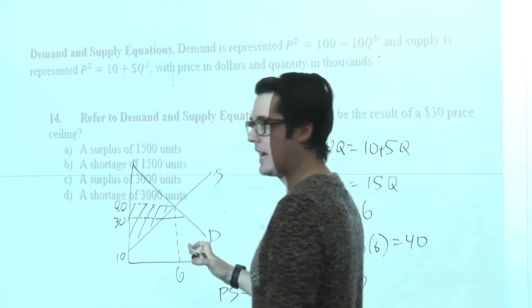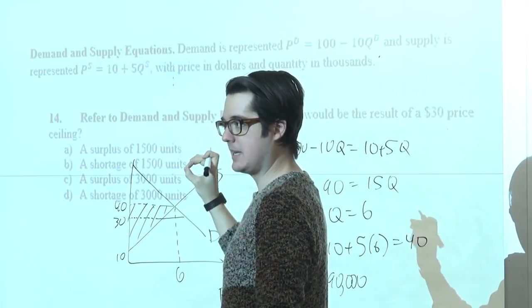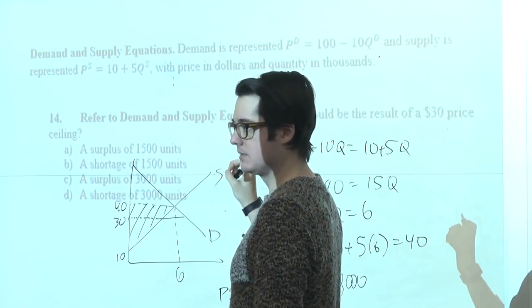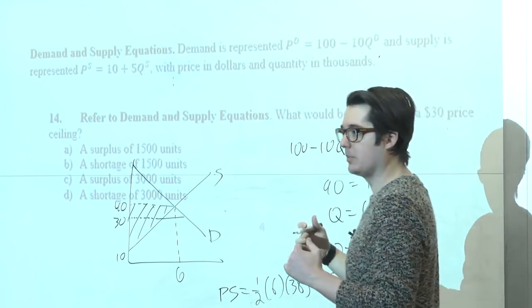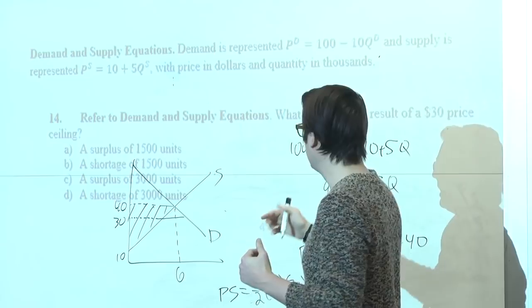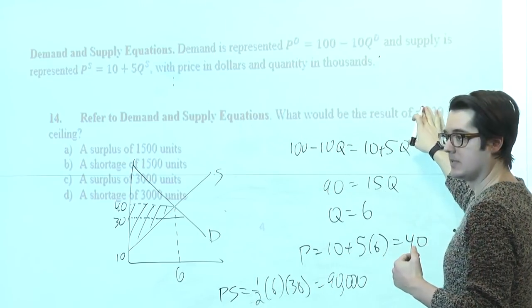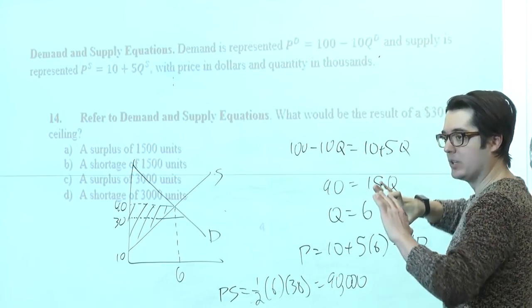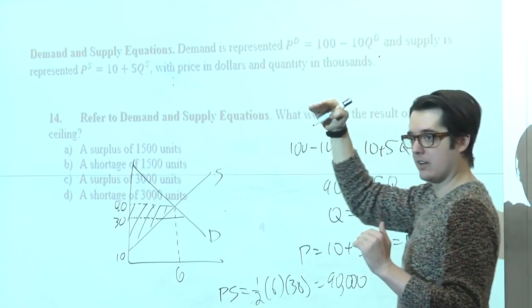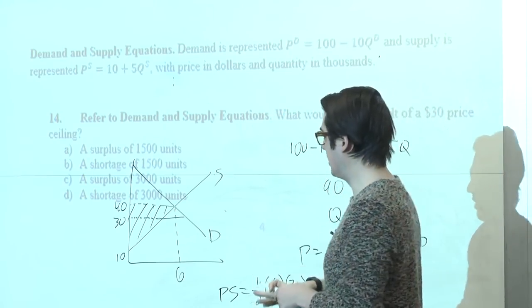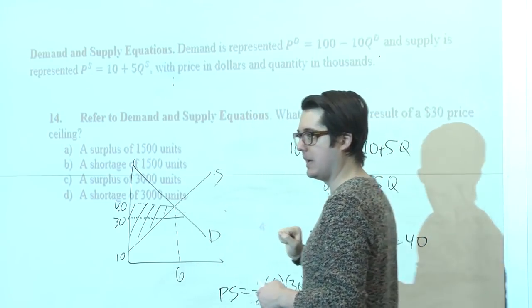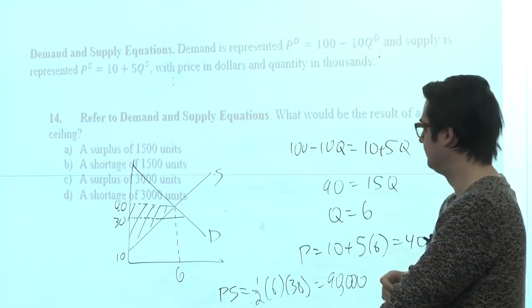Now, first of all, we should ask ourselves with these questions, is this a binding price ceiling? It is. Yeah, anytime your price ceiling is less than your equilibrium price, it is going to be binding. Had this question said 50, then it would not be binding, right? Because our ceiling is higher than our equilibrium price, and it would mean that nothing would change. But here, because it is less, it is going to be a binding price ceiling.